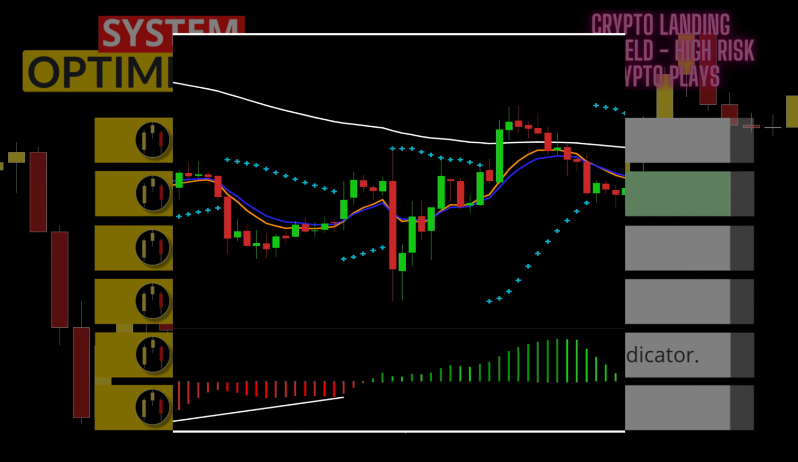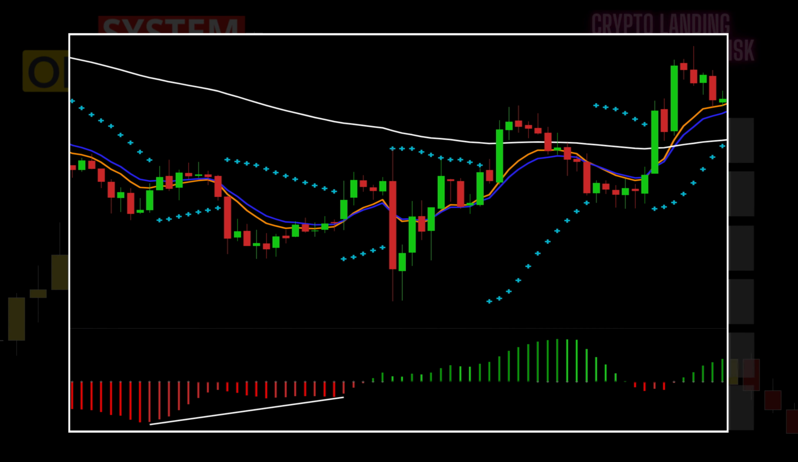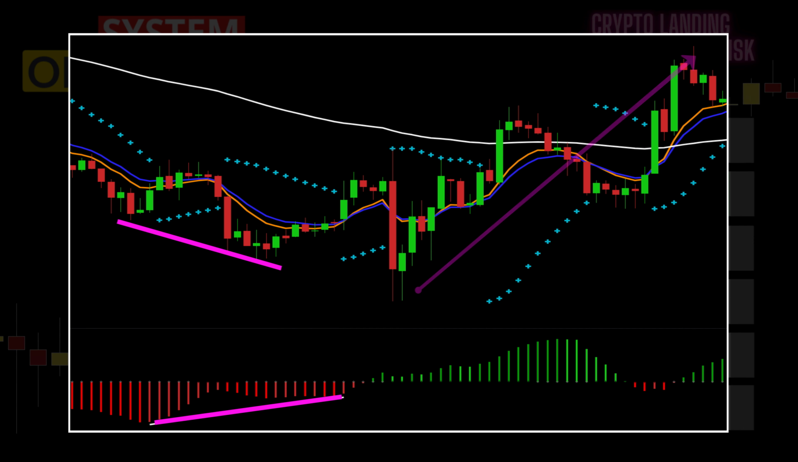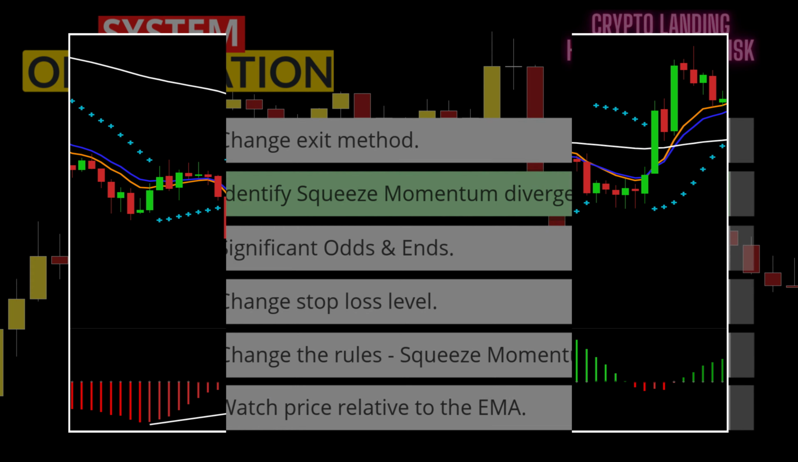Second, identifying divergence on the squeeze momentum indicator can help predict an overall change in trend. Here we can see a lower low on price, but a higher low on the indicator. This is followed by a major change in the trend direction.